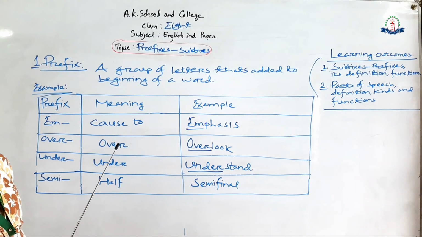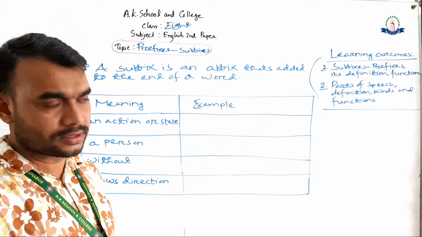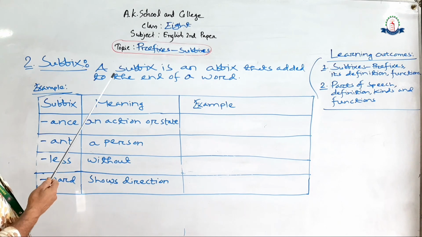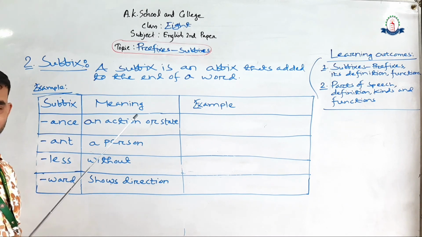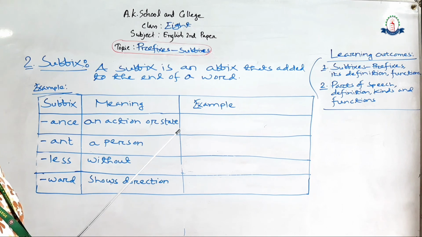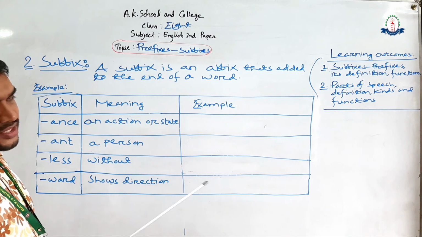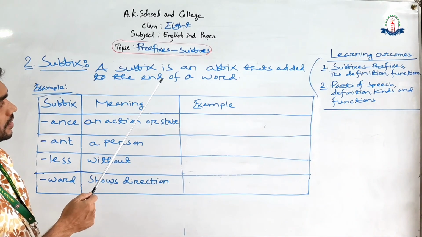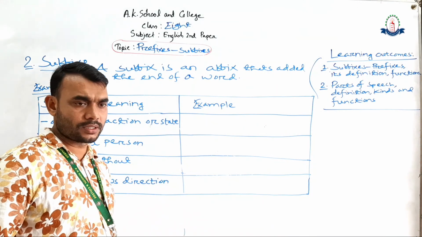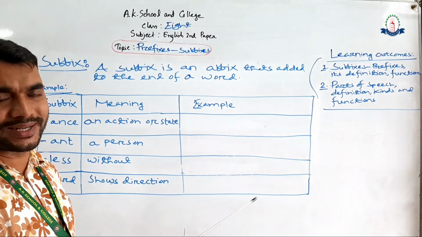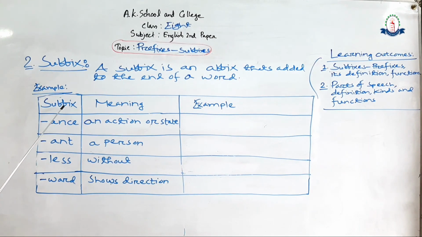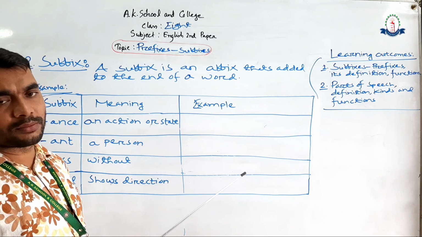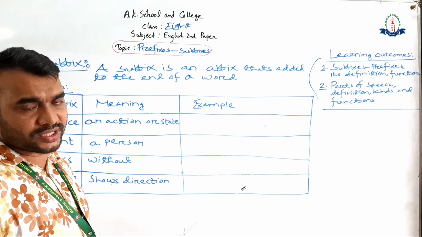Now I take the definition of suffix and some examples. Look at the board again. Now I have given the definition of suffix. Here I have written: a suffix is an affix that is added to the end of a word. So if you look at the example, you will be more clear. Here, look at the board please. Here is suffix, here is the meaning, and here I will write some examples so that you can understand well.